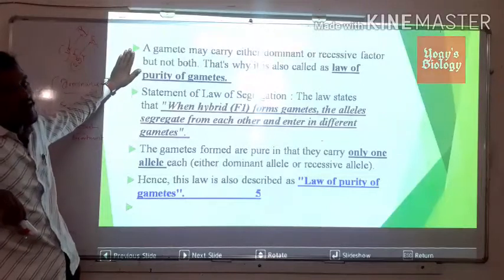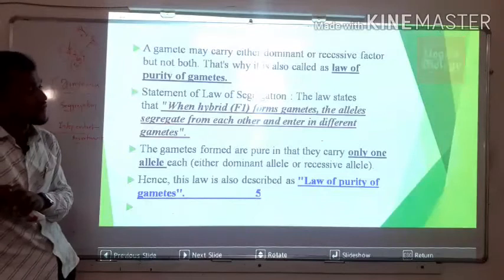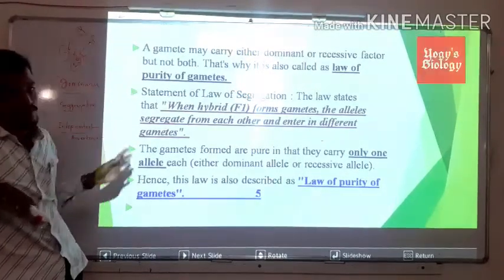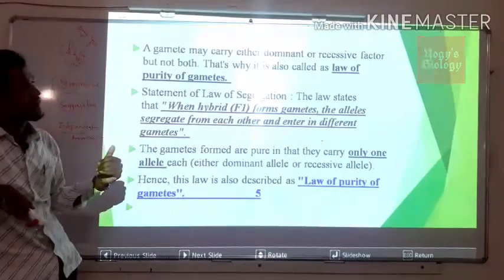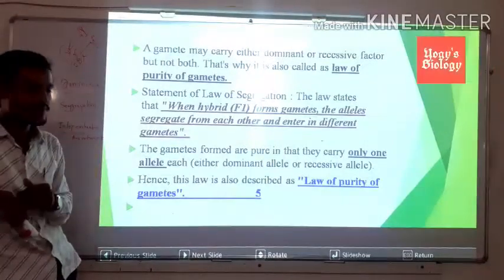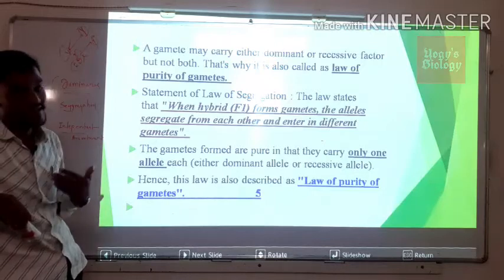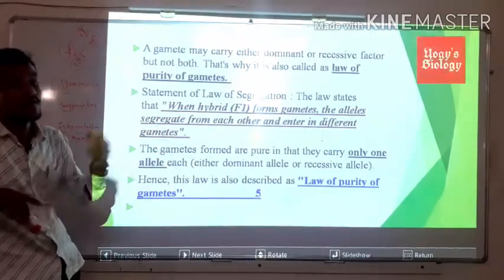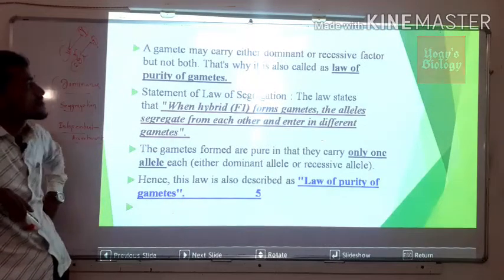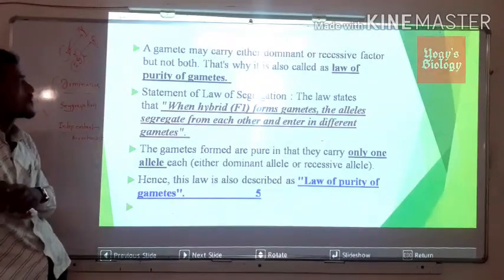After gamete formation, the gamete carries the factor of either dominant or recessive, but not both, only one. If the recessive is present, the dominant is absent, and vice versa. Only one factor is carried. That's why it is called the law of purity of gametes.